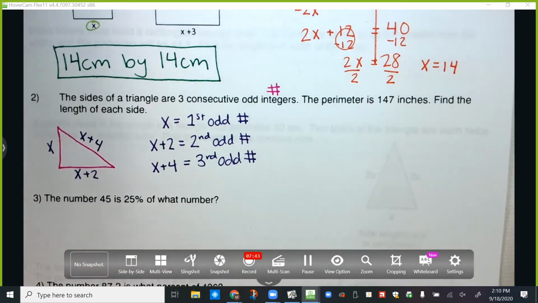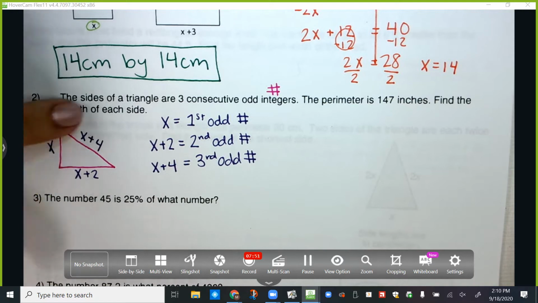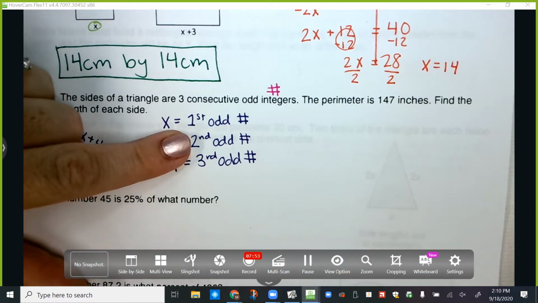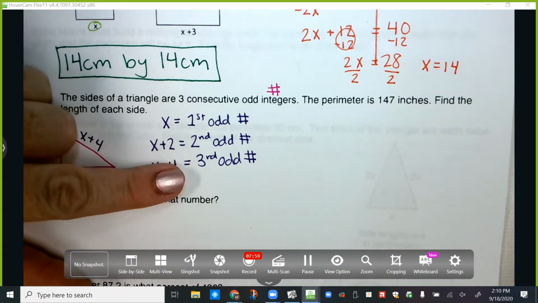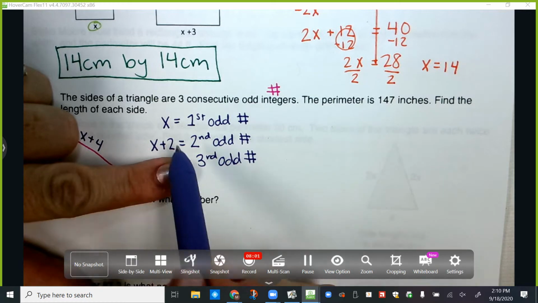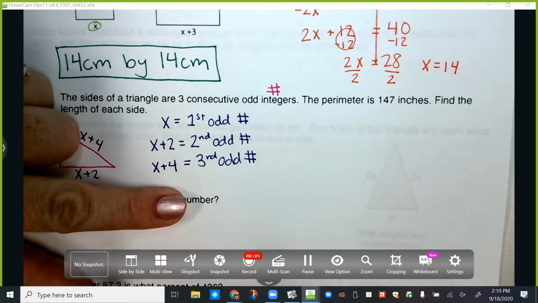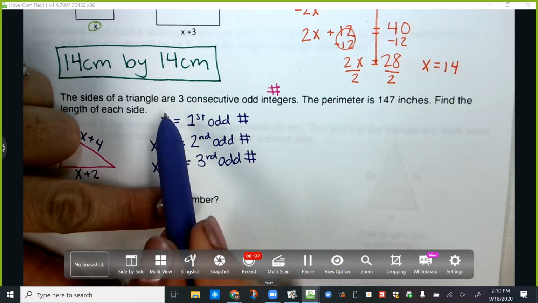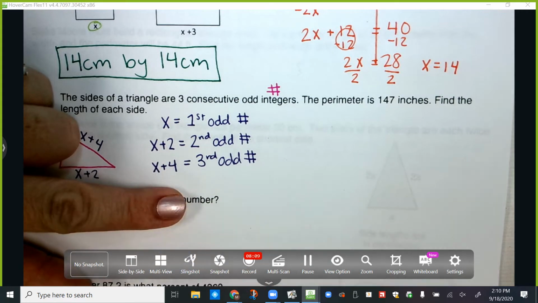Sorry, I zoned out. Wait, what happened again? Okay, we're finding the 3 consecutive odd numbers. And they're the sides of our triangle. So we're just going to pick X for our first number. How would you get to the next odd number? Well, X plus 2, because odd numbers are 2 numbers apart. So then if we got to the third one, we would do plus 2 again. Well, 2 plus 2 is 4. So this will get you 3 odd numbers in a row.